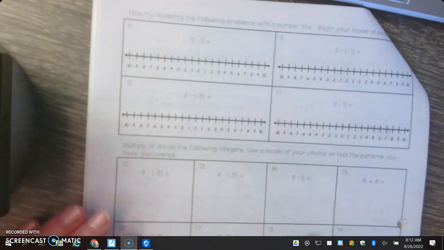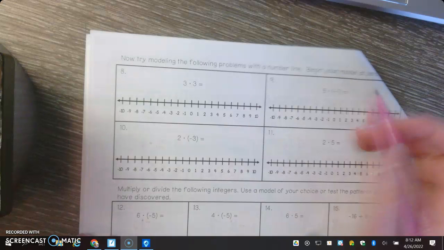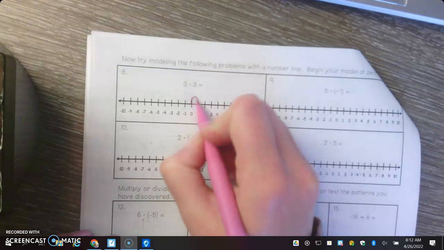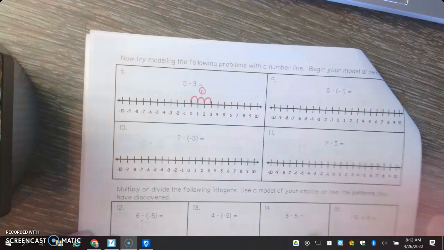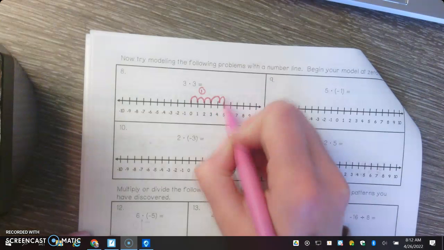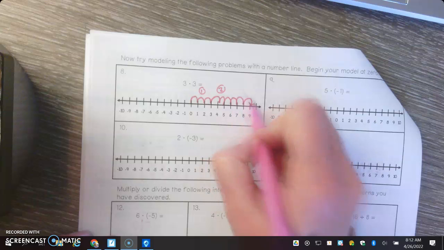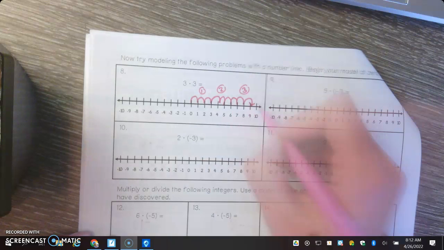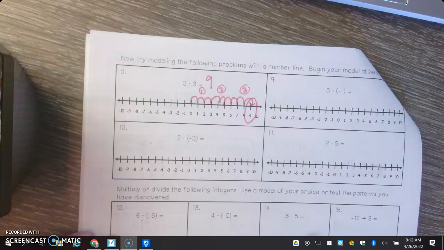Alright, on the back, let's try with a number line. So, let me focus that in here a little bit. 3 times 3, and it says always begin at 0. So I need 3 groups of 3. So 1, 2, 3. That's one group. I need 3 more positive. 1, 2, 3. 2 groups. 1, 2, 3. 3 groups. Where do I end up? 9. And you know 3 times 3 is 9.